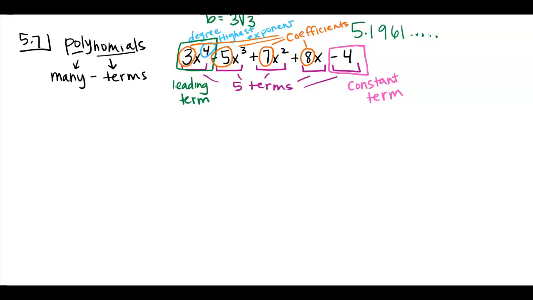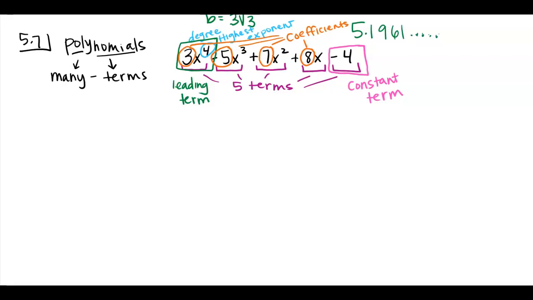So like this 8x, that term is not always going to stay as 8. Depending on what our x is going to be, that term will change, but this is always going to stay constant. That will be our -4. There is our constant term.